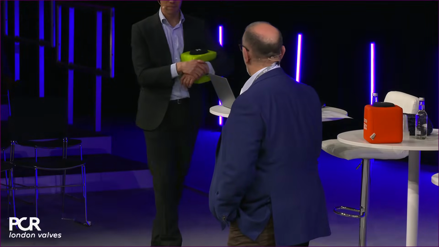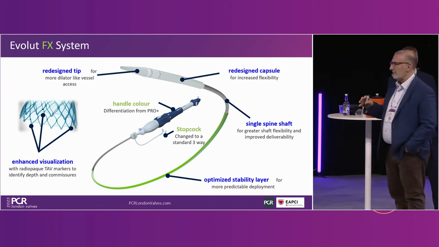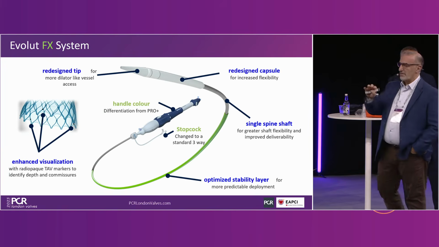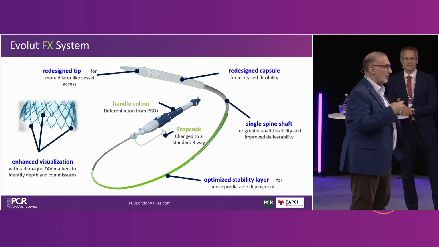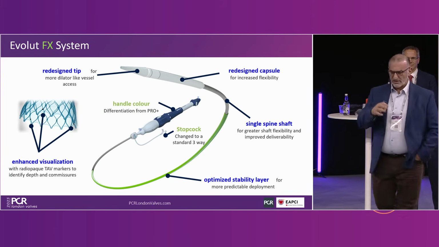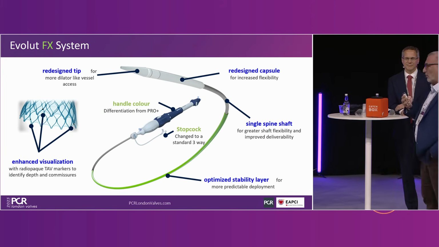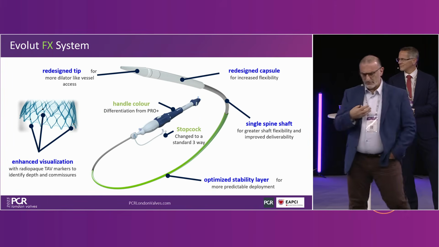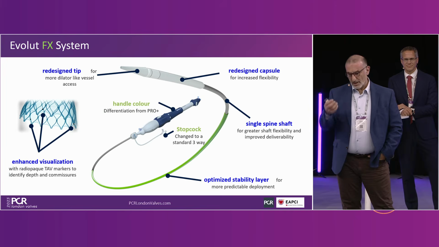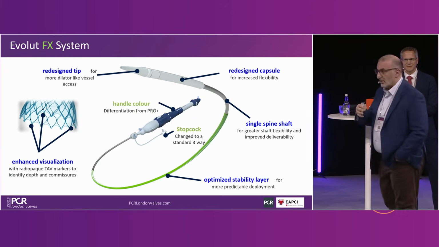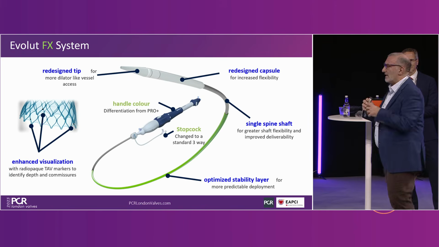So thank you, Darren. I've been doing FX since the 22nd of June last year, so we have, as you said, a bit of experience. We're going to describe the new features and benefits. Here are my conflicts. The Evolute system, although it looks very similar to the old Evolute Pro, has significant changes in features. Number one, they have the redesigned tip that looks and feels more like a dilator on a sheath. There is a redesigned capsule that has been pre-formed. It's been developed so it is more flexible. And then, paradoxically, even though there's a single shaft, the optimized stability layer, now in green, is more rigid.